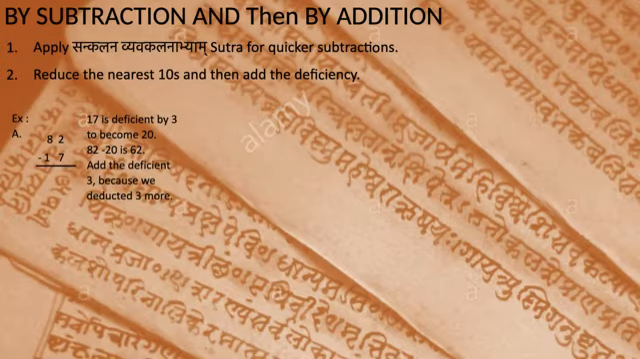Then we will add the 3 deficiency. We had reduced 3 more, right, by making it to nearest 10. Instead of 17 we had reduced 20, so that 3 deficiency we have to add back now. So the answer becomes 62 plus 3, which is 65.